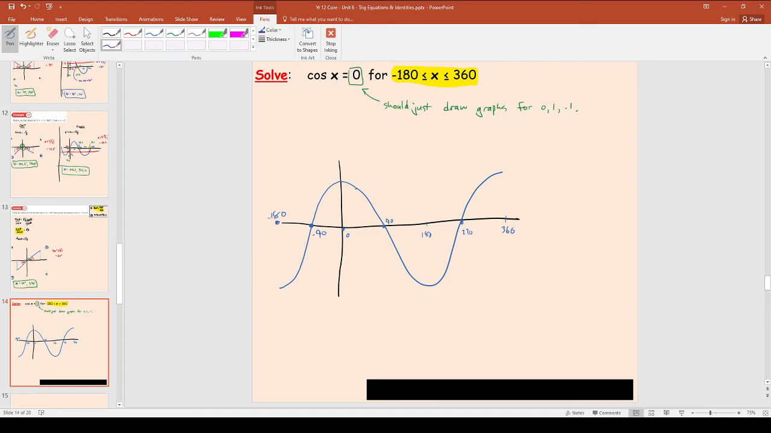Where does it equal 0, buddies? Well, it equals 0 there. That's once. It equals 0 there as well. There's a second one. It equals 0 there as well. That's our third one. So, what's theta equal to? Well, minus 90, 90, and 270. And that's the answer, okay? So, in that instance, you're going to be better off, certainly with the graphs.